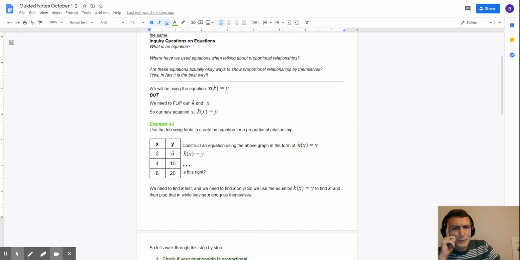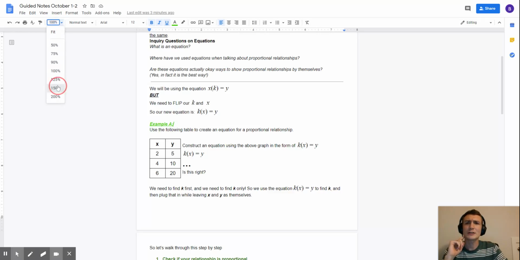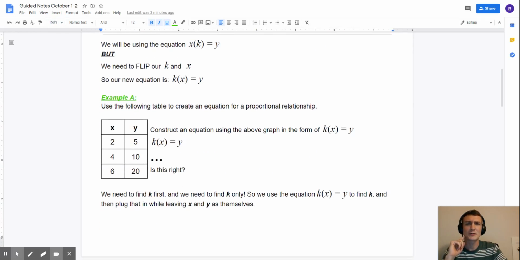Use the following table to create an equation for a proportional relationship. I'm going to zoom in a little bit, guys, so this is just a bit easier for us. So I need to use this table and make an equation. Okay. I guess that's easy enough, right?